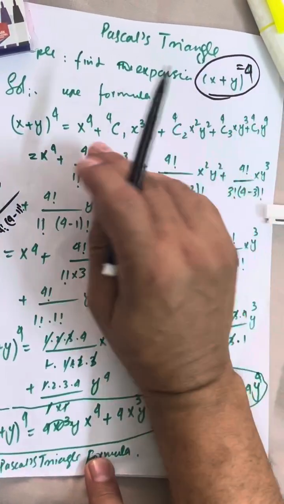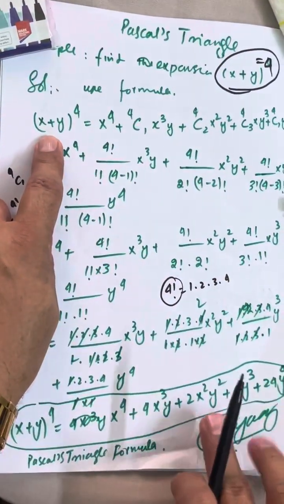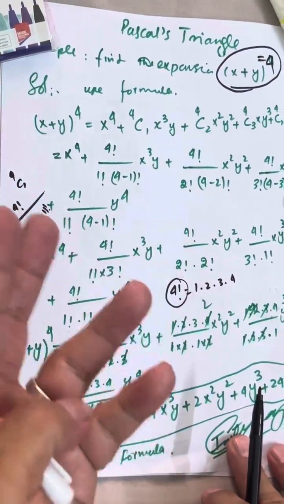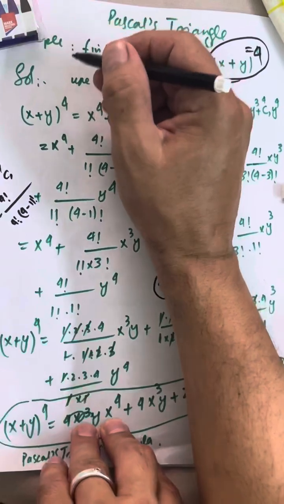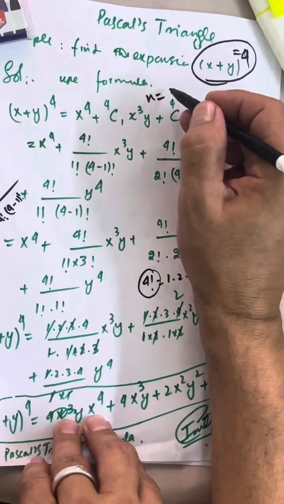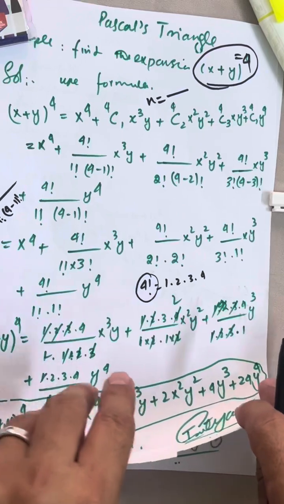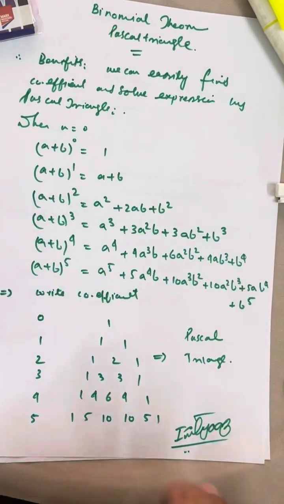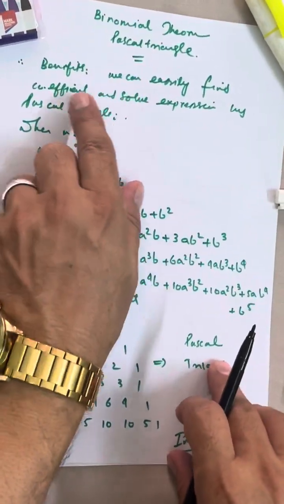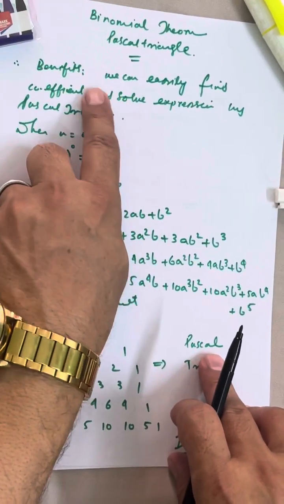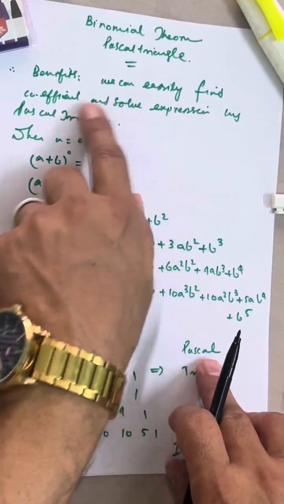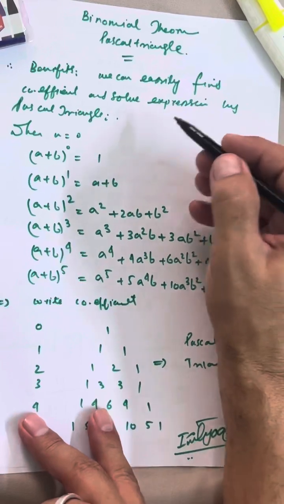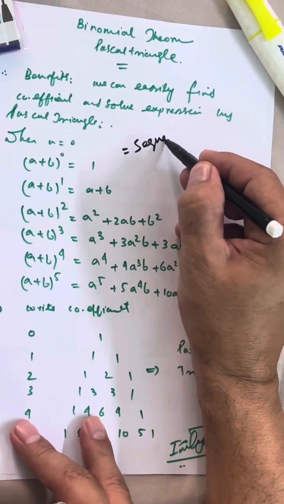If you do this by the traditional method, it will be very long. But if you use the Pascal triangle coefficient formula, you can easily do it for certain values of n, not for all but for certain natural number values of n. So here is the binomial theorem, and the benefits of the binomial theorem with Pascal. We can easily find coefficients in an expansion, it's called the Pascal triangle.